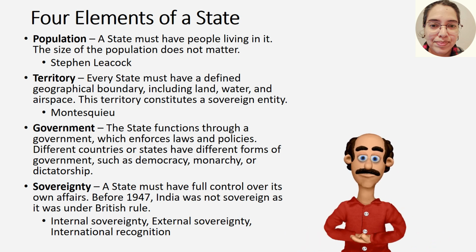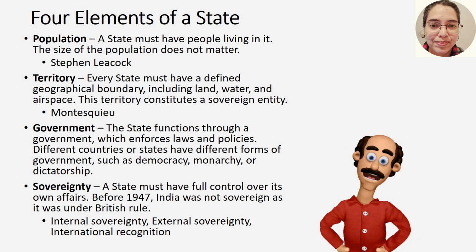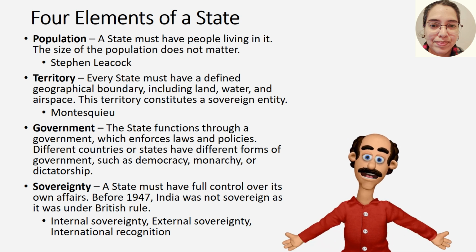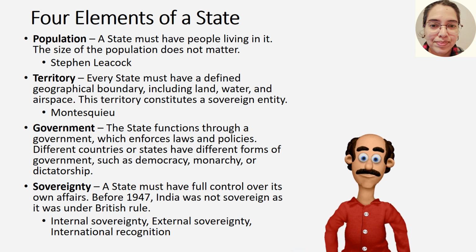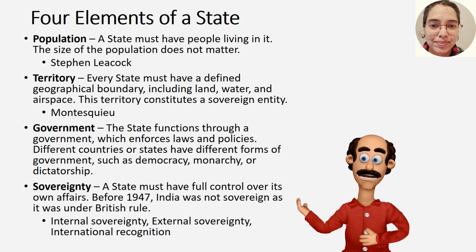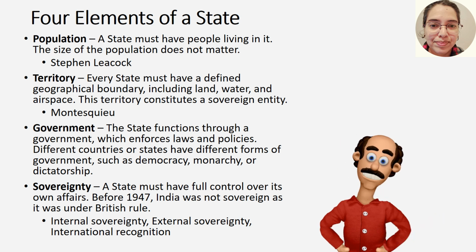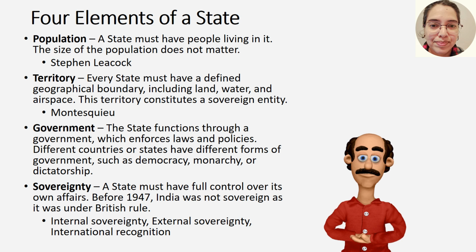Territory. Every state must have a defined geographical boundary, including land, water, and airspace. India's borders include these elements, making it a sovereign entity. Government. The state functions through a government, which enforces laws and policies. Different countries have different forms of government, such as democracy, monarchy, or dictatorship.